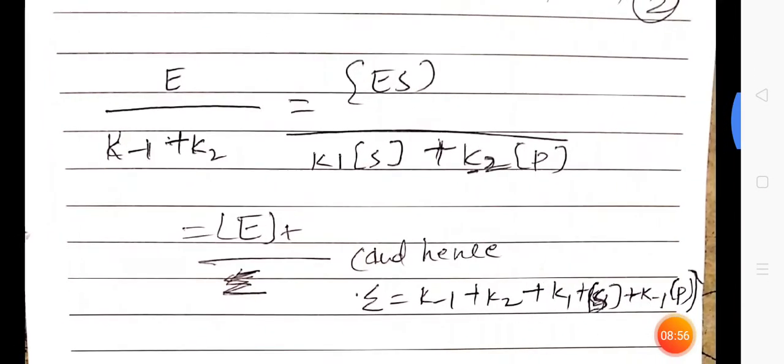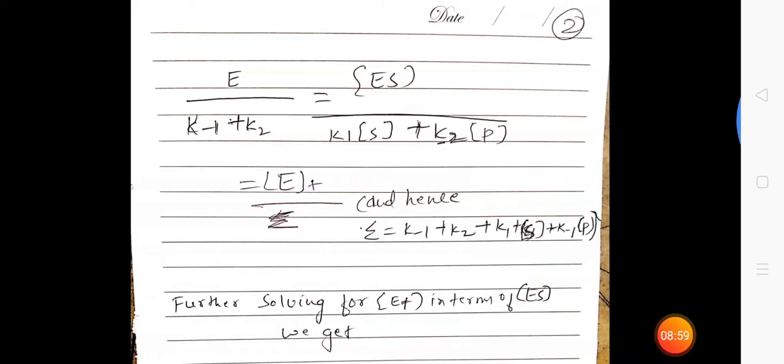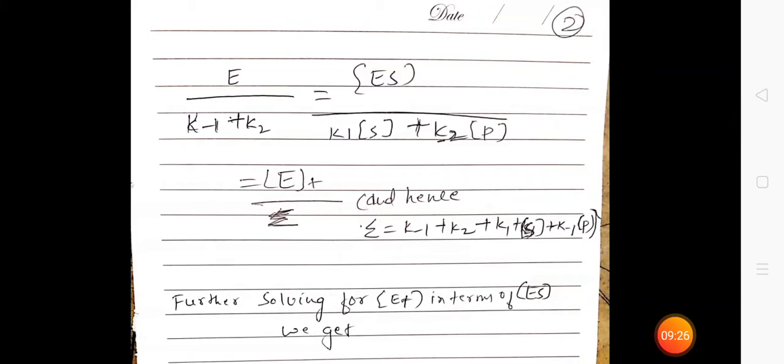Now we can see this picture. So when you do that equation, enzyme divided by K minus 1 plus K2 is equal to enzyme substrate divided by K1 into substrate concentration plus K minus 2 into product concentration. So when it is equal to this equation, we have taken the enzyme concentration as the sum of that, the total. So enzyme concentration divided by the sum of those numerators, and the sum of those values are K1 plus K2 plus mainly K1 into substrate concentration into K minus 1 into product concentration.